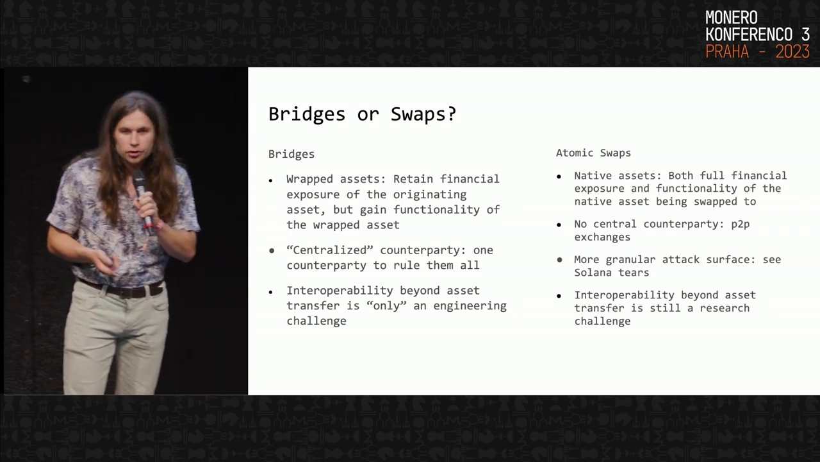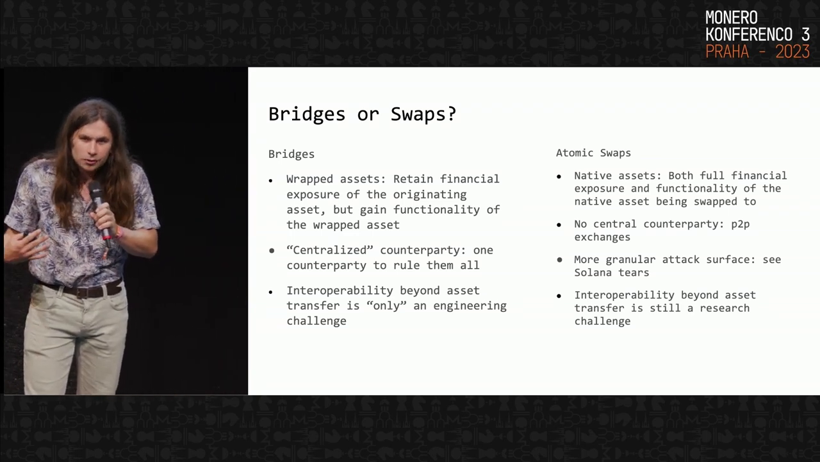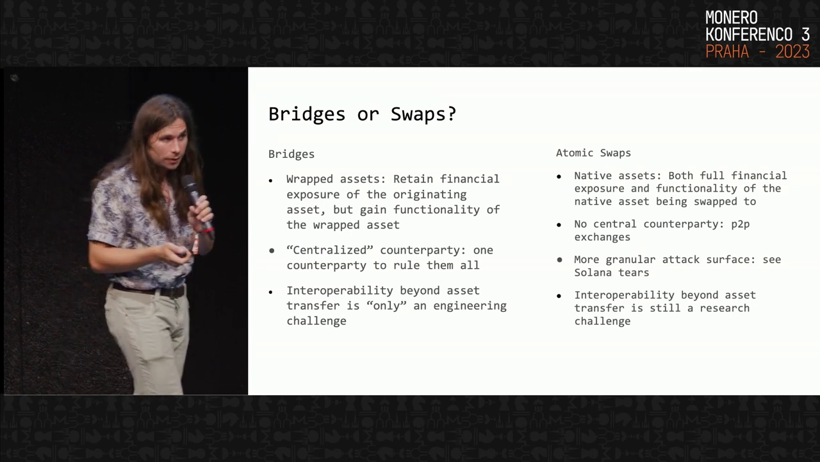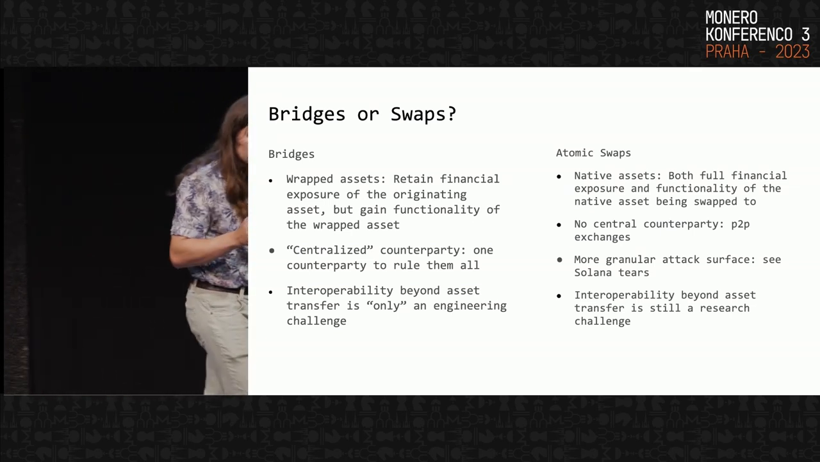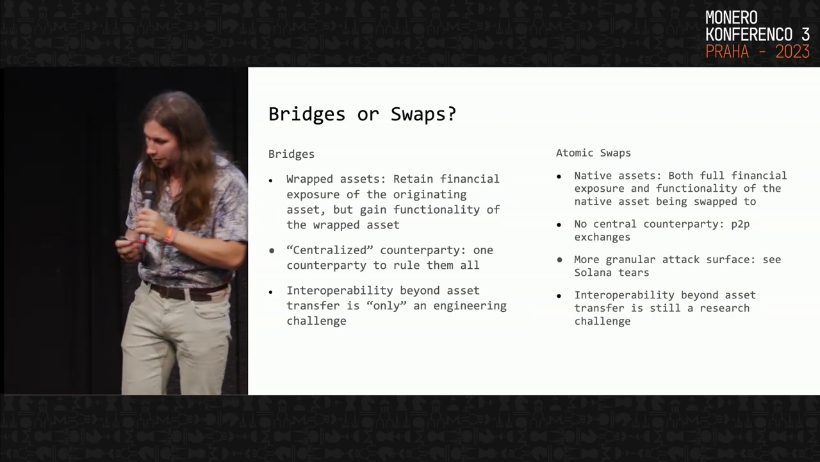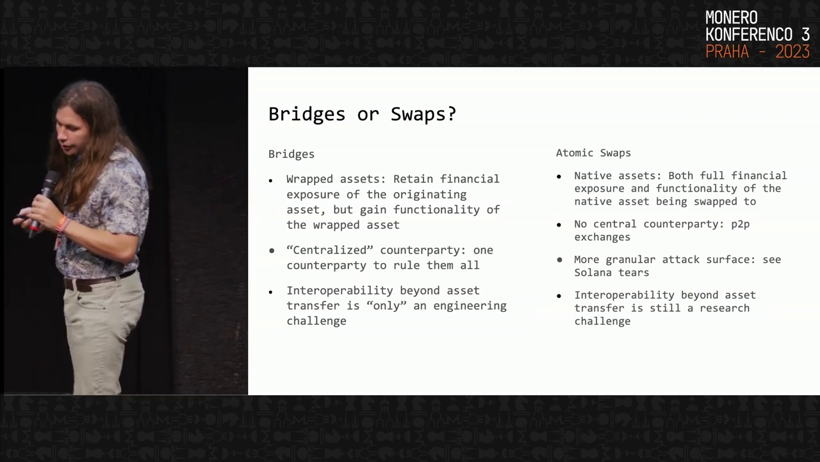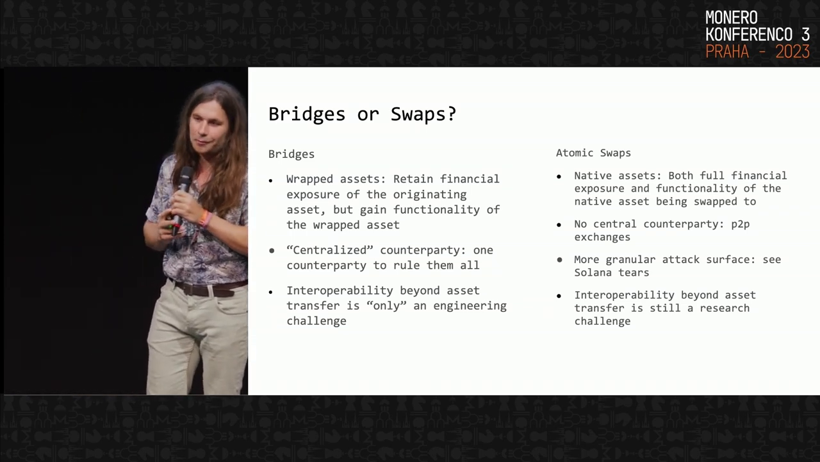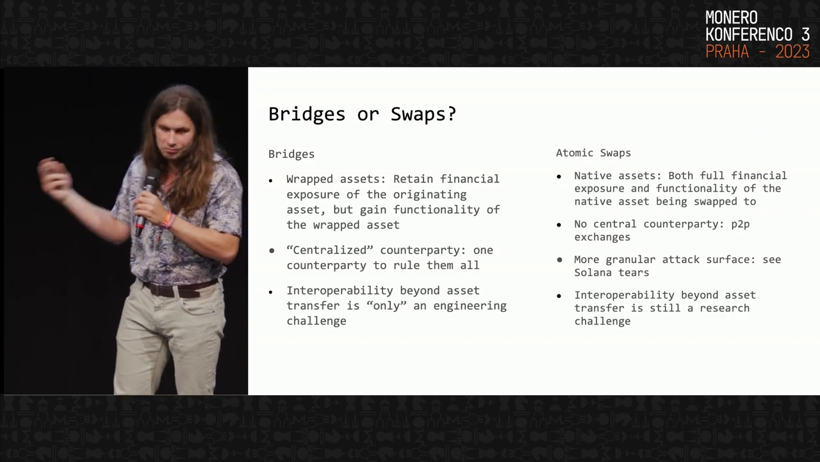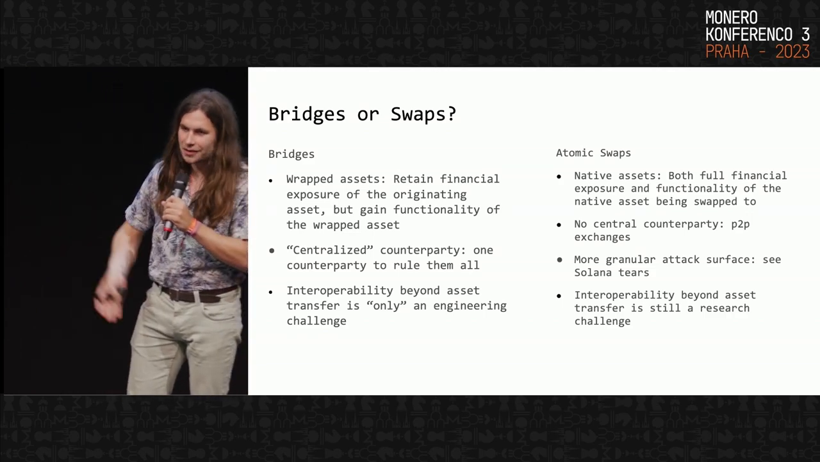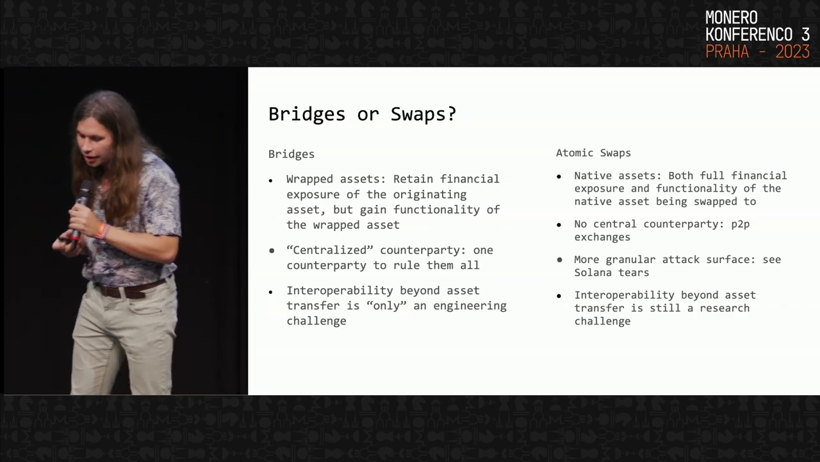And then with a bridge, the bridge becomes this centralized counterparty. I'm using that very loosely here. It's just one counterparty to go to. And that's also a strength of bridges, because you don't have to find a counterparty like you have to with atomic swaps. And for interoperability, I call that just an engineering challenge here. Of course, that's not the case. I'm looking forward to seeing more interoperability than just transferring NFTs and ERC20s across the chain, but that's the state of them.